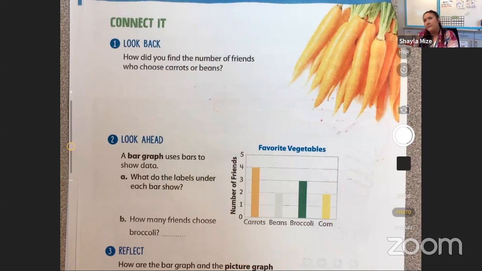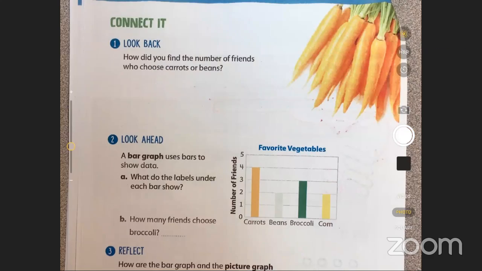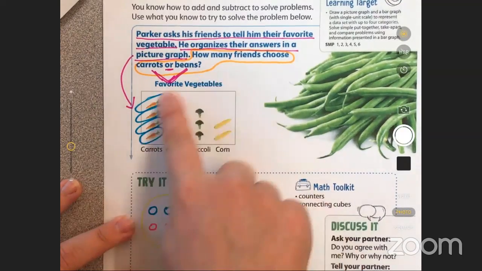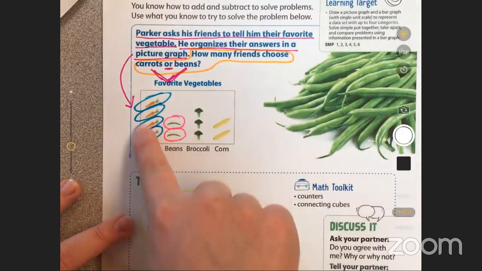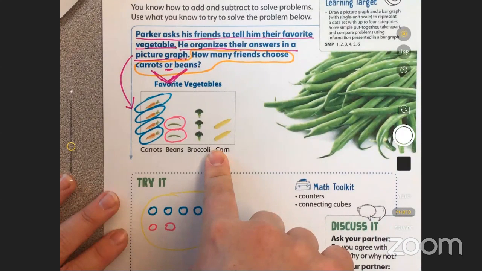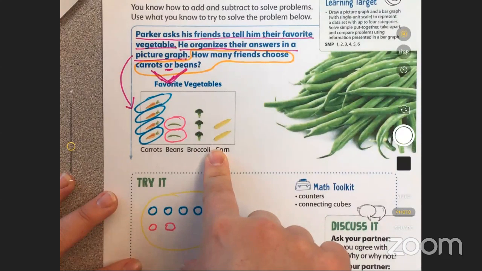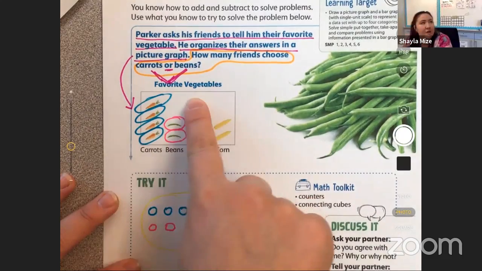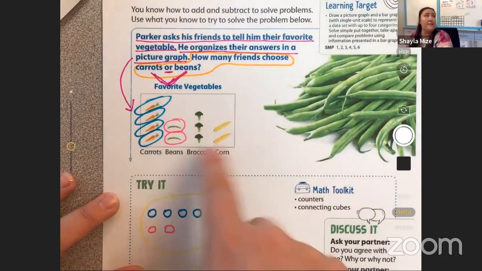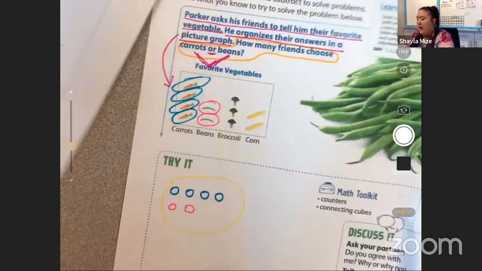Unmute yourself. I looked at the little chart and I made my own chart, and it was saying how much of each vegetable there was. Awesome. So you looked at the picture graph in this case to see how many carrots and beans friends chose, right? Awesome.